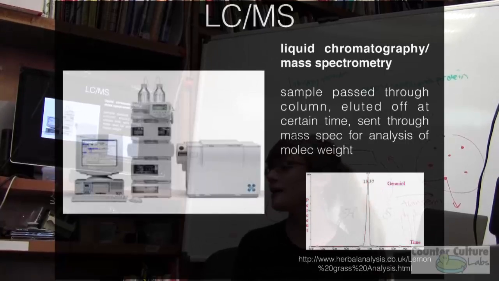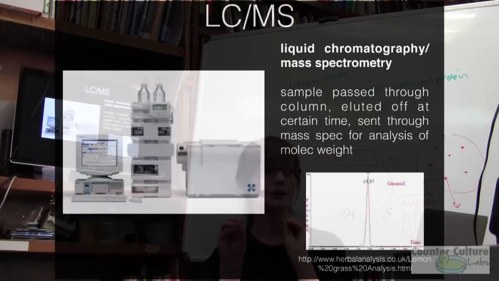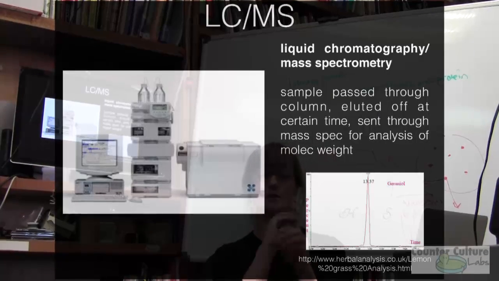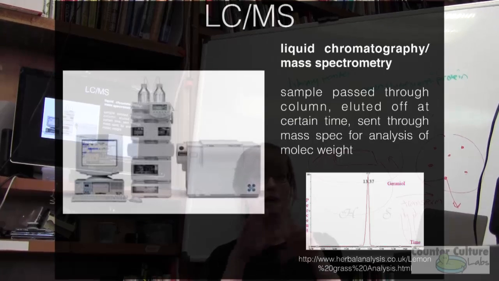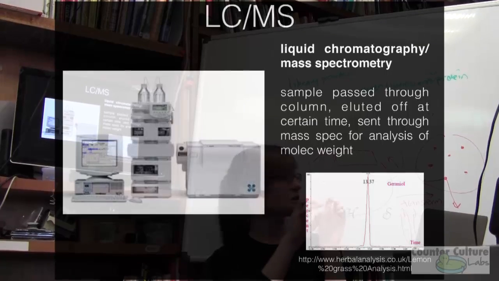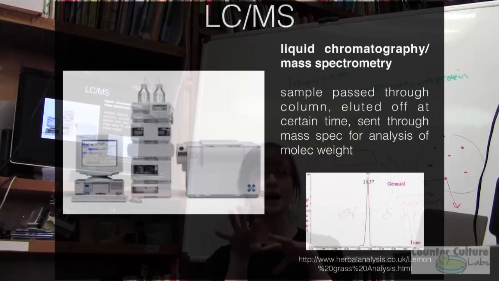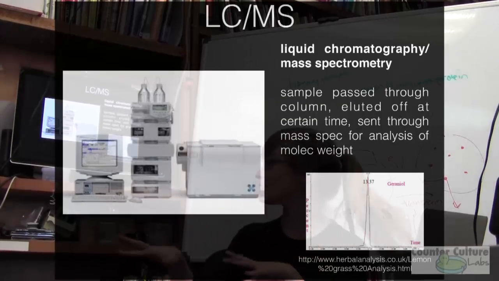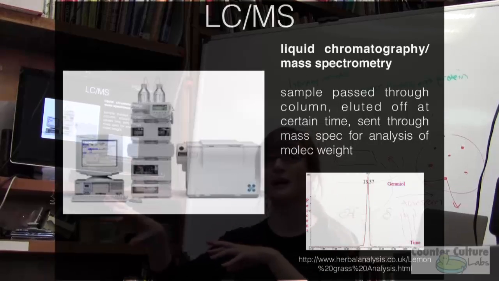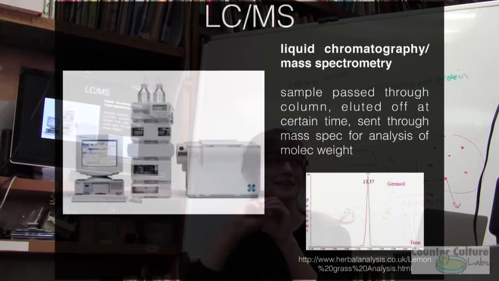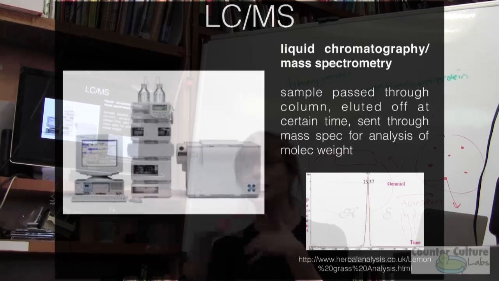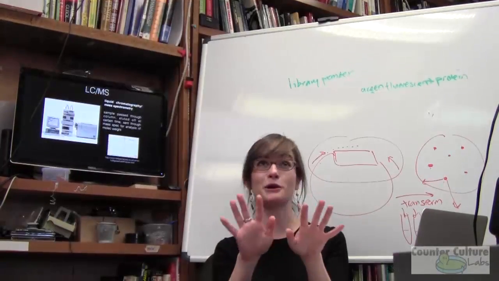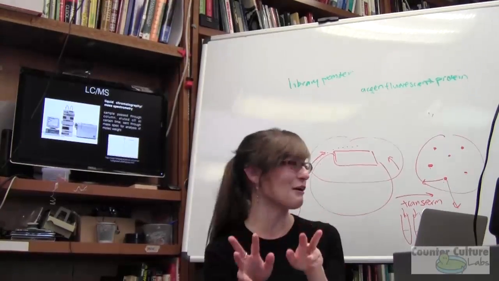And you pretty much pass your sample through a column, and you use a mobile phase or a liquid phase that's a different ratio of hydrophilic to hydrophobic components, and your small molecule comes off the column at the right ratio of mobile phase. Then it gets ionized and shot into a mass spec, and you see a peak at the molecular weight of your molecule. It's much more complicated than that, but that's the overview.